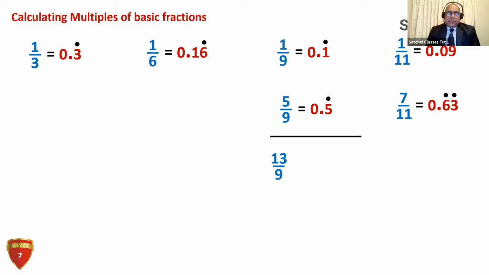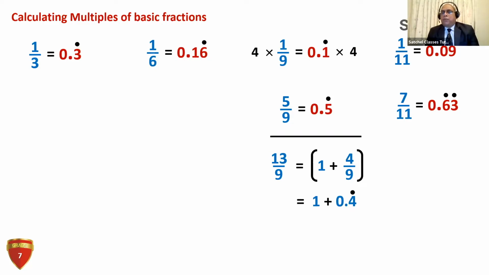Now what about this 13 over 9? Here's where you convert 13 over 9 into a mixed number. As you know, 13 over 9 is 1 plus 4 over 9. No rocket science here. If I convert into a mixed number, it will be 1 and 4 over 9. Now let's leave 1 on its own. 4 over 9, as you know, is the fourth multiple of 1 over 9. So it should give you 0.4 recurring. So 1 plus 0.4 recurring is nothing but 1.4 recurring.